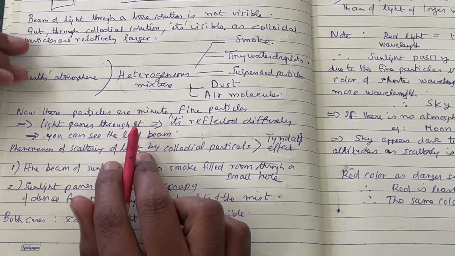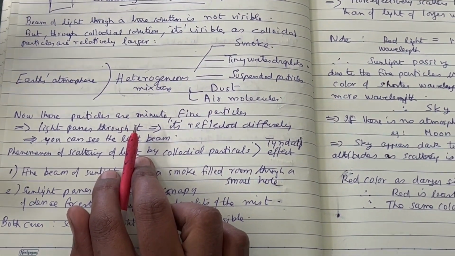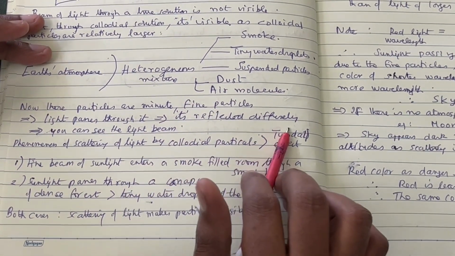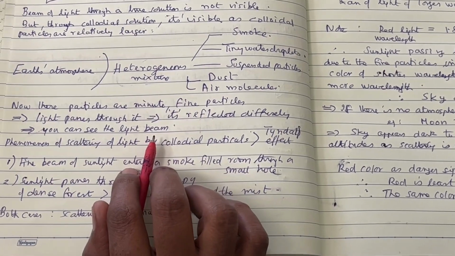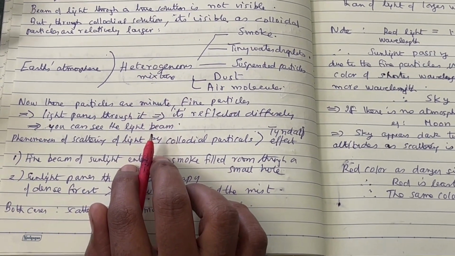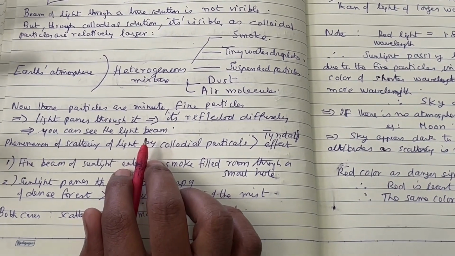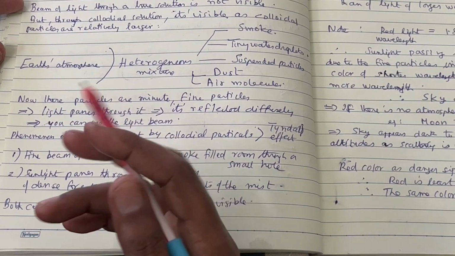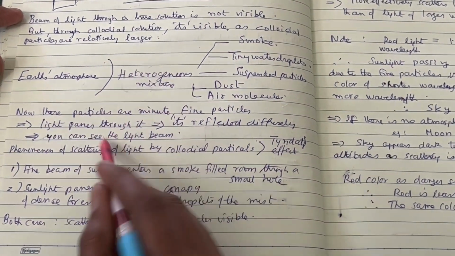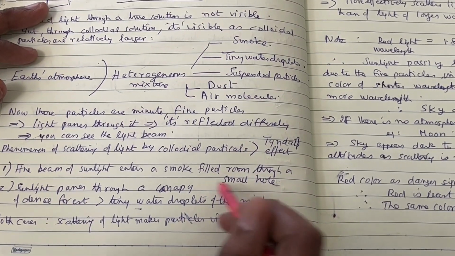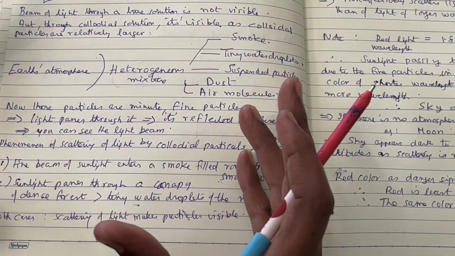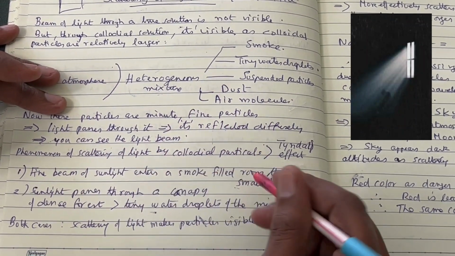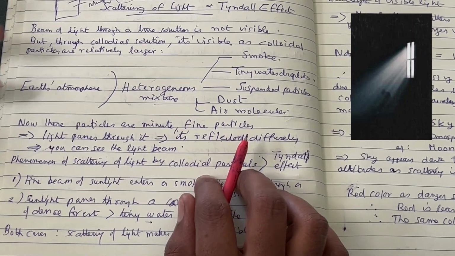And suppose these particles are quite fine in size and you're passing light through it, naturally it will get reflected in a diffuse manner and you'll be able to see the light beam. I mean, when the light is passed through the atmosphere, where the suspended particles are quite fine, you'll be able to see the light beam. And we can think about two very common examples. One is that if a dark room is filled with smoke, and sunlight is passing into the room through a small hole, you'll be able to see the beam of light.